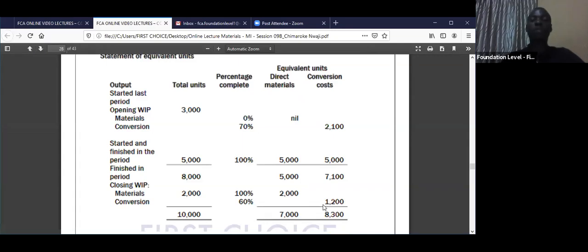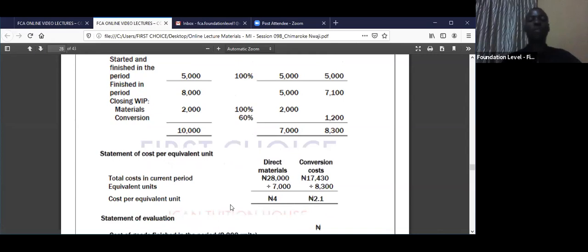So these are the figures we are going to be using. The difference between this and the one we used before was that in the opening work in progress here, we use the percentage that has been completed already to evaluate it. But in the case of this one, we use the percentage left to be done, the percentage yet undone, to evaluate. In the second one, we use the whole 8,000 here, but in here, we are deducting this 3,000 from the 8,000 to say 5,000. So that's the difference.